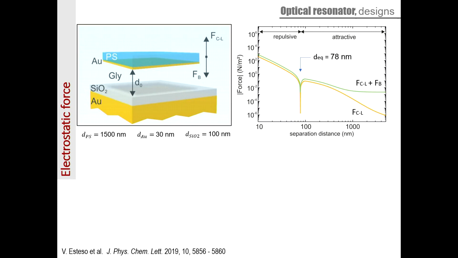So for this set of parameters, I show you the force as a function of the separation distance in logarithmic scale. And we can see that the force changes from repulsive to attractive, and this is shown by this abrupt minima here, which corresponds to the equilibrium position of our system. In yellow, I have the Casimir-Lifshitz force. In green, I'm incorporating the effect of gravity and buoyancy.